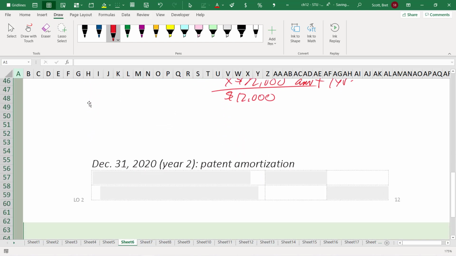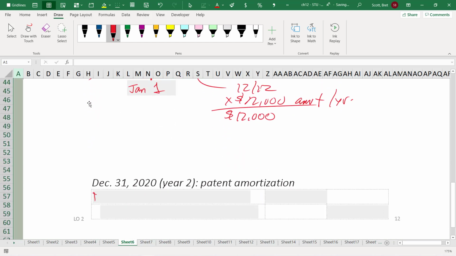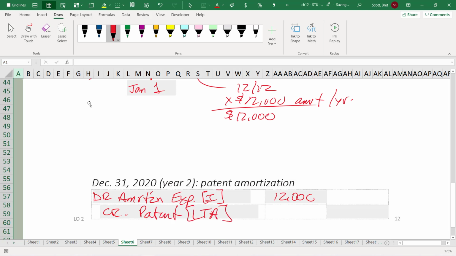So down below, year 2, debit amortization expense on the income statement for the full 12,000. Credit directly to the patent account. Time has gone by. It now has less value to the tune of 1 year's worth, or $12,000. Okay? Hopefully that seems pretty straightforward because we're using the straight line method.